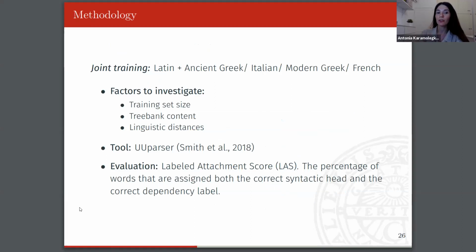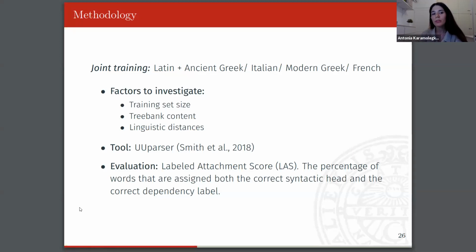And we tried joint training, which is a method that Sara mentioned before in cross-lingual dependency parsing. And we trained models with Latin and Ancient Greek, Latin and Italian, Latin and Modern Greek, and Latin and French. And we tried to investigate 3 factors: how the training size affects the parsing results, how the treebank content affects the results, and finally, we used the linguistic distances from the URIEL database that Sara mentioned before in the study by Lin et al. And we examined language similarity.